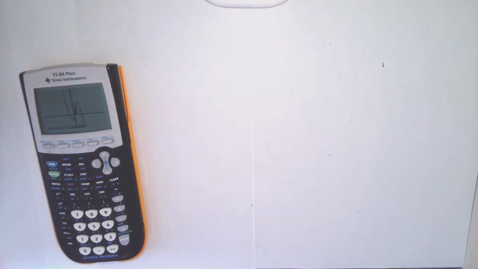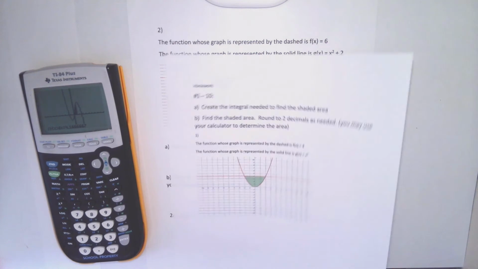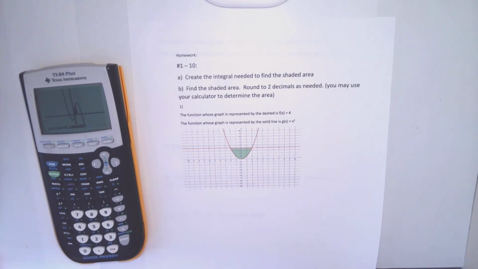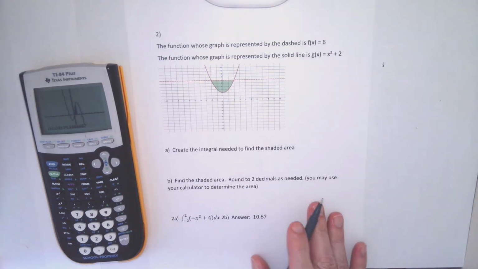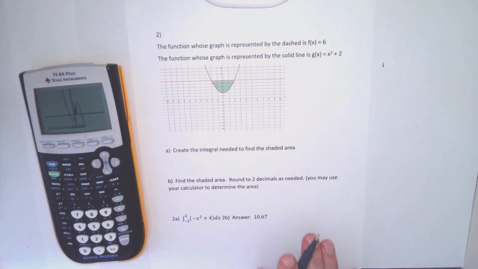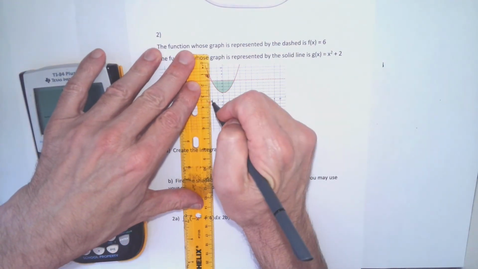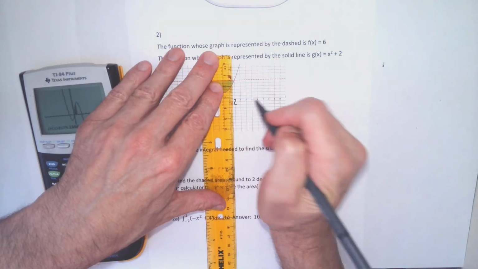The important part is just being able to understand what you need to integrate. So problem 1 and problem 2 are essentially twins. They give us a graph that's shaded, and they tell us which functions make up the graph. So in problem number 2, which I'm going to do, the shaded area goes between x equal to negative 2 and x equal to positive 2.